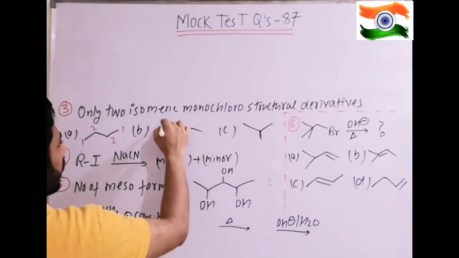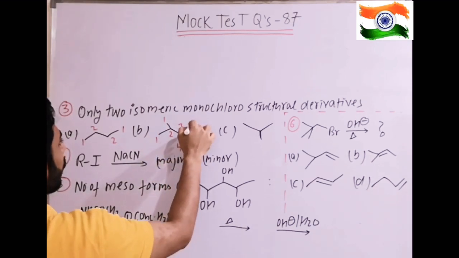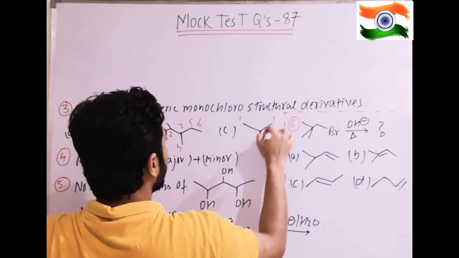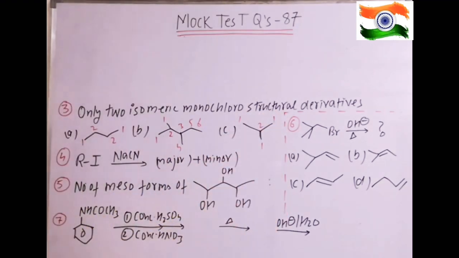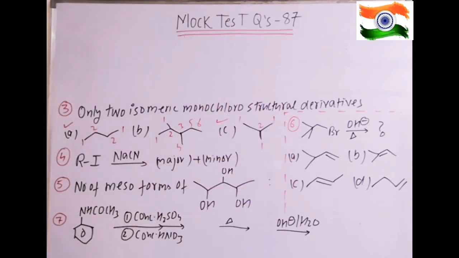Second one definitely contains more. How many? 1, 1, 2, 3, 4, 5, 6. So eliminate that option, it is not there. Then third, 1, 1, 1 and 2. That means the answer is A and C. So you will get the option where A and C are mentioned.